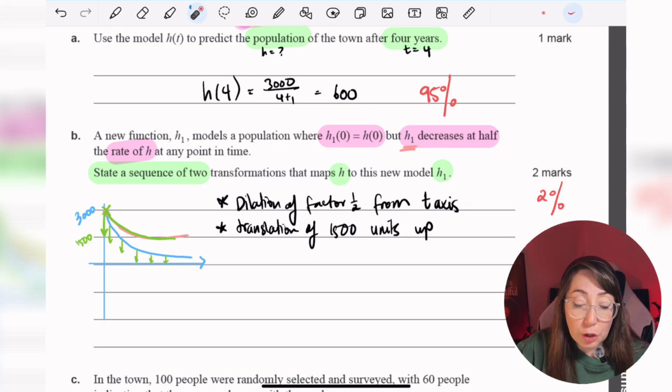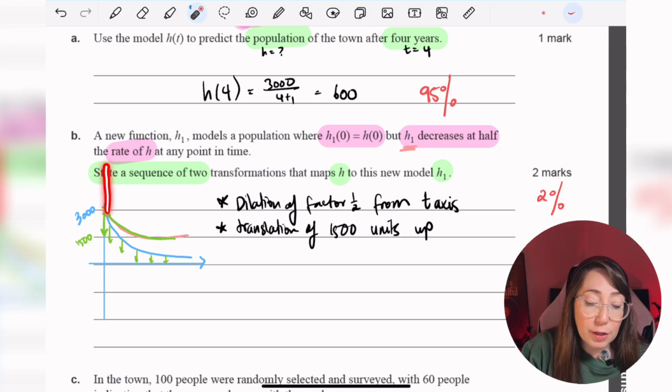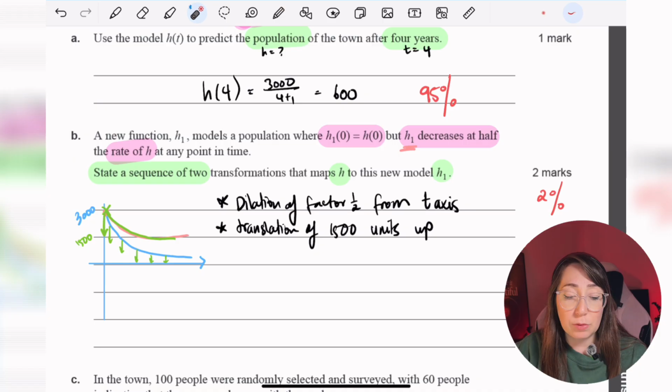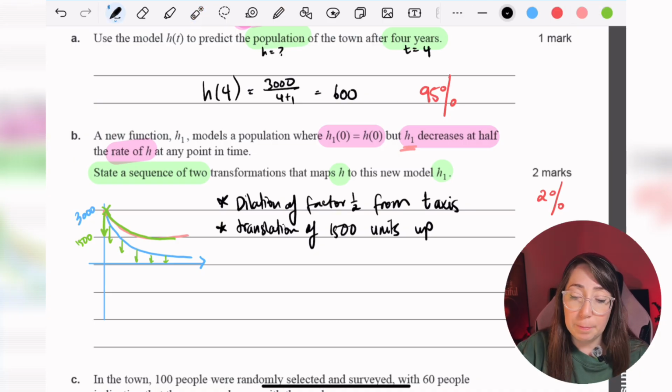Now, an alternative is to actually say that you will translate it first, 3,000. So you start at 6,000 and then you divide everything by 2. That is also a valid response. So the examiners also accepted that. But I just feel like this is what makes the most sense for me in my head. All right, so that's your answer there. That will earn you the 2 marks.